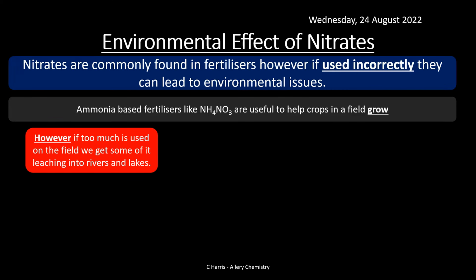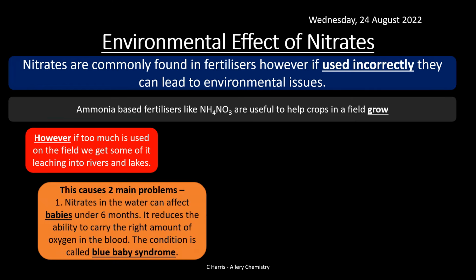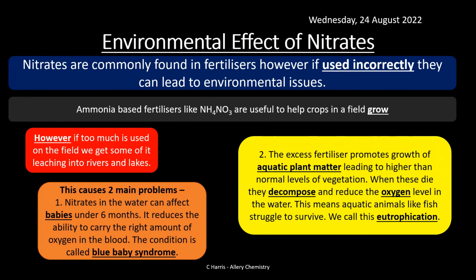However, if we use too much of it on the field, and sometimes this happens, then some of it leaches into rivers and lakes. And the big problem with this is that nitrates in the water can affect babies under 6 months. So we've got to be really careful about treating water and where that's actually provided. It reduces the ability to carry the right amount of oxygen in the blood, and sometimes we call this condition blue baby syndrome. So we've got to be really careful with water and what we give to babies, and make sure the water is filtered properly.